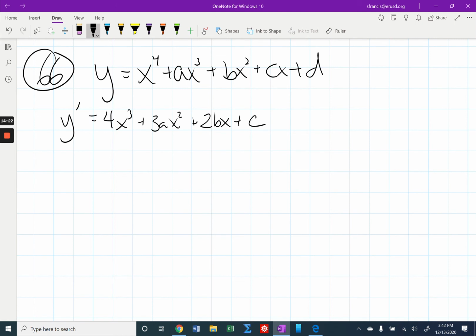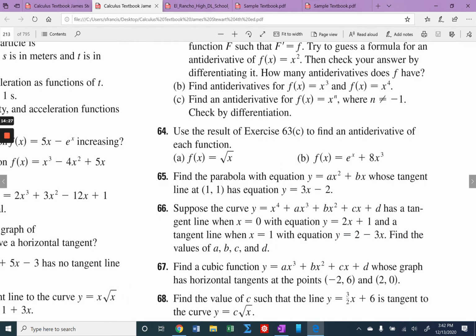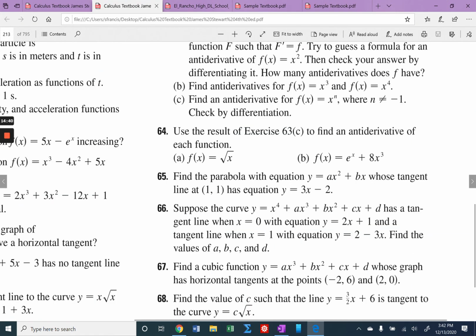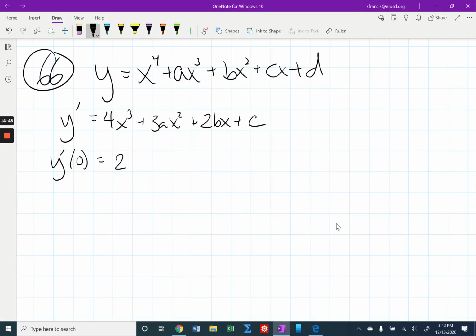The derivative of d is 0 because it's a constant. Now they tell us the tangent line when x equals 0 is 2x plus 1. So that means y prime, when I plug in 0, is going to be 2. Y prime, the derivative at 0, is the slope of this tangent line. If that's the tangent line, its slope is the value of the derivative at 0. So 2 is what y prime is. If I plug 0 in for all these x's, I'm going to get c is 2. So I already found c.